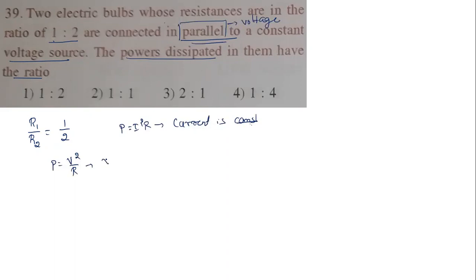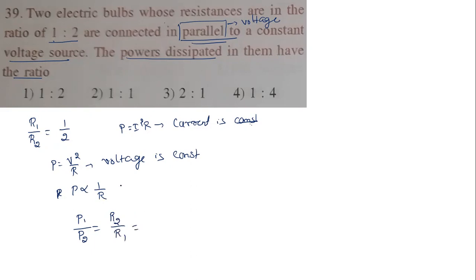So this formula, when voltage is constant. So now voltage is constant, right? Since voltage is constant, I can say power is proportional to 1 by resistance. So I can say P1 by P2 equals R2 by R1, because they are inversely related.